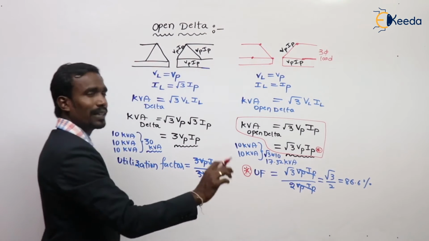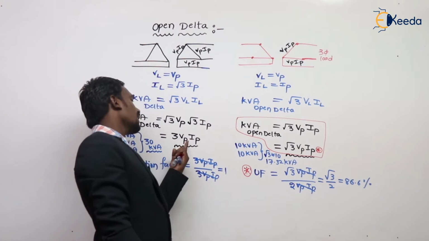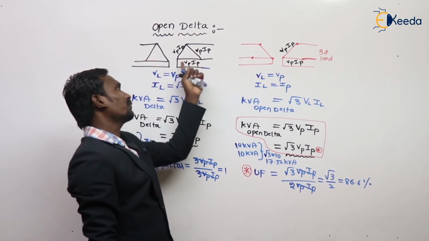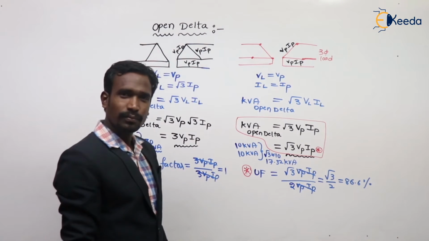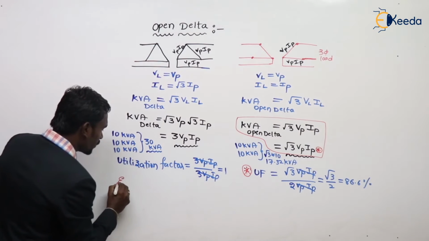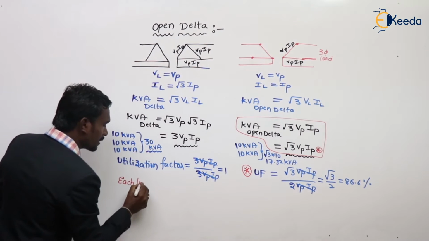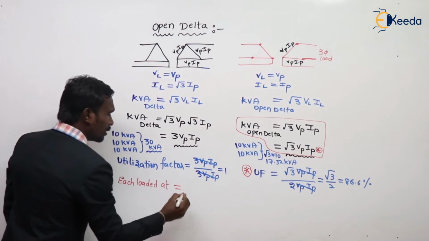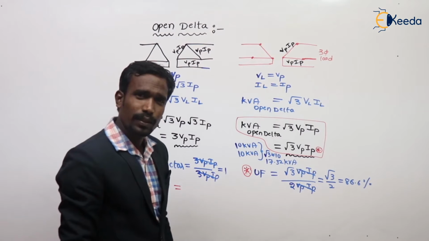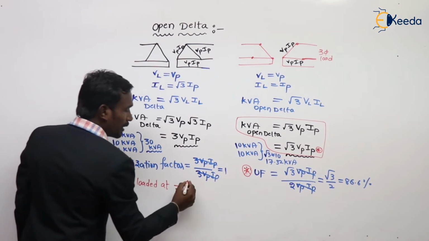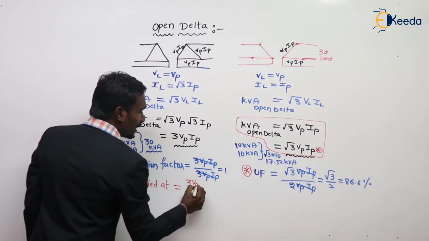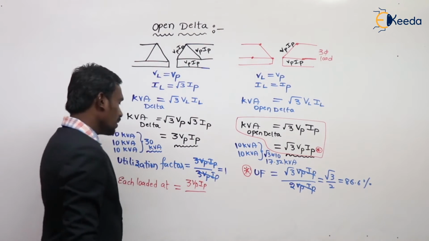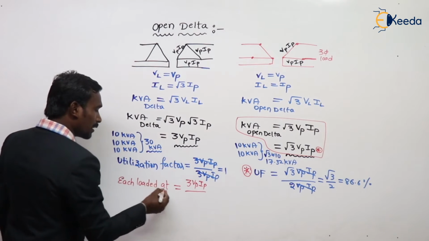In delta, the utilization factor is 100% because the load kVA is 3 times V phase I phase, and actually we have the capacity of 3 times V phase I phase. Here, what is the load on each transformer? If you want to calculate the load on each transformer, take the total load divided by the number of transformers.